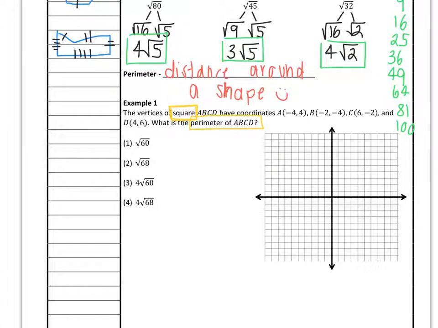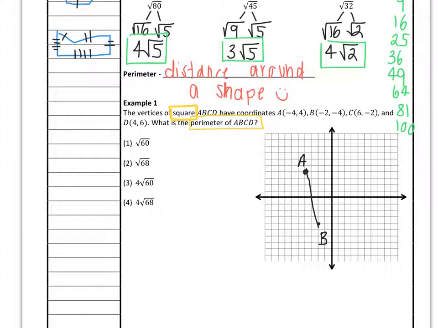So if I just plot the first 2 points, for instance, A is at -4, 4, so 1, 2, 3, 4, 1, 2, 3, 4, that's going to be here. B is at -2, -4. So B is down here. If I connect them. Okay. So I want to find the distance.